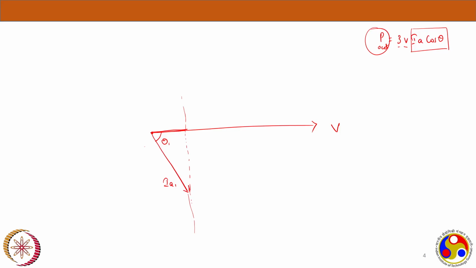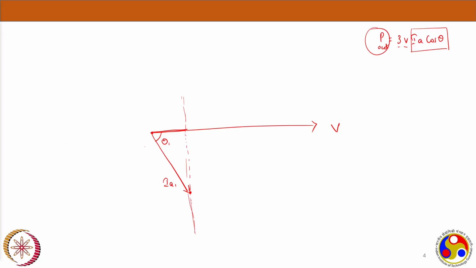So the tip of this current phasor IA should always stay on this line. If it always stays on this line, then only the projection onto this V will always be this length, this one particular line. So this will always be IA cos theta. That will always be constant.